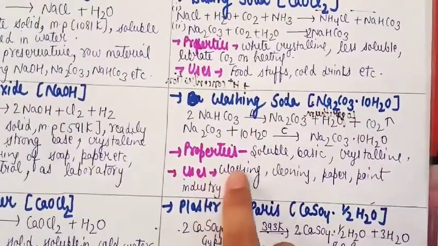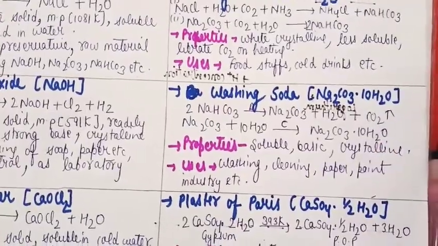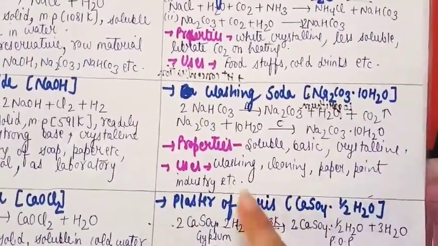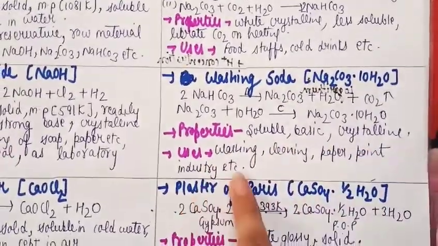Now what are the basic properties of this? It is soluble, it is basic, and it is crystalline in nature, and it turns to ash on heating by removing crystalline water. Now what are the basic uses? It is mainly used in washing, cleaning, and in the paper and paint industry, etc.